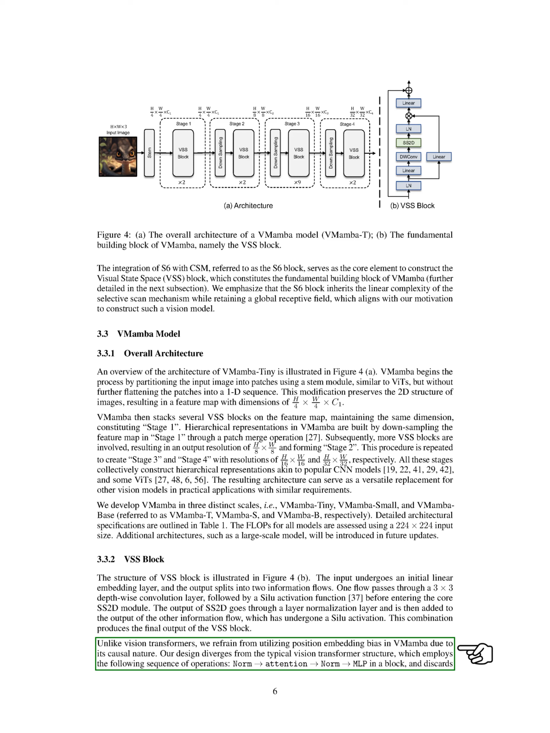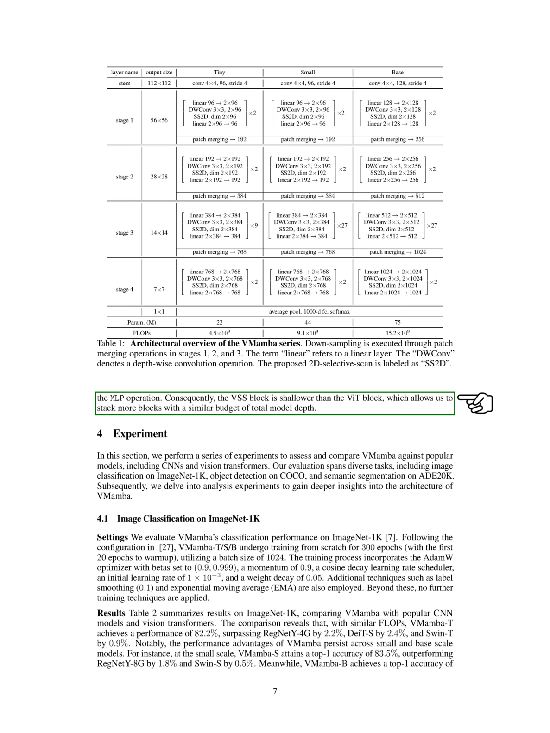Unlike vision transformers, we don't use position embedding bias in our model, VMamba, because of its causal nature. Our design is different from the typical vision transformer structure, which usually follows a sequence of operations: normalization, attention, normalization, and MLP in a block, and discards the MLP operation. As a result, our VSS block is less complex than the ViT block, allowing us to stack more blocks while keeping the total model depth within a similar budget.